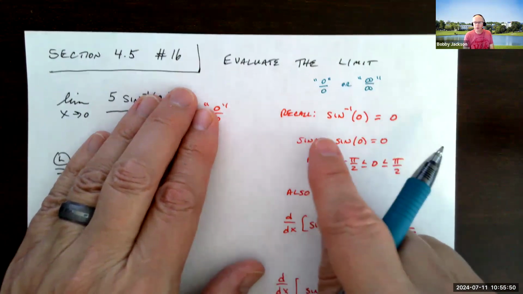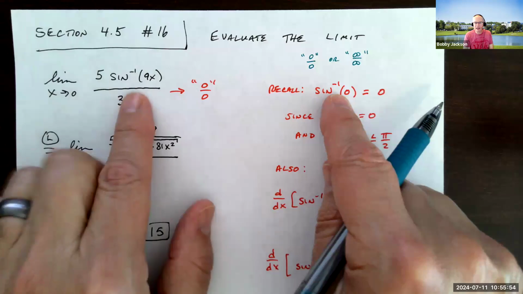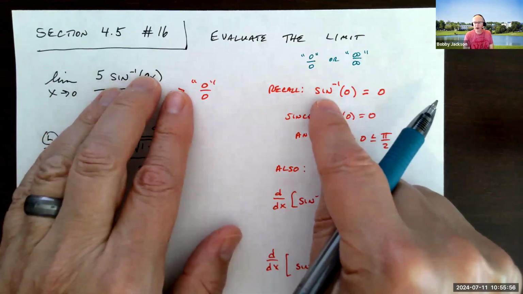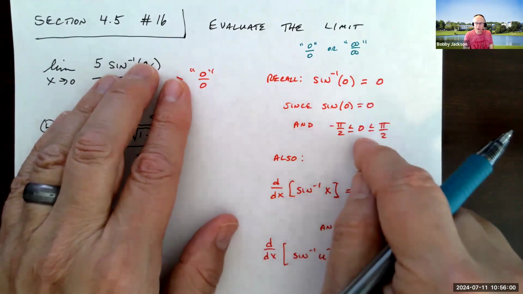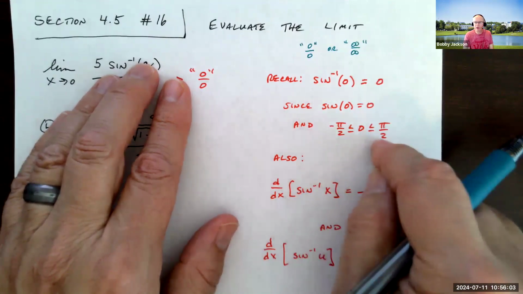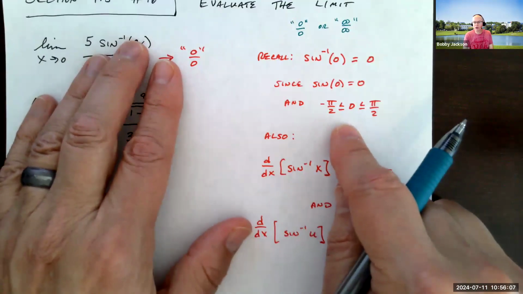Now, a couple things. We've got an inverse sine function here. That's what that is, sine inverse or arc sine. Recall the arc sine of 0 is 0, and that's true because sine of 0 is 0, with 0 between negative pi over 2 and pi over 2, which is the range of the arc sine function.